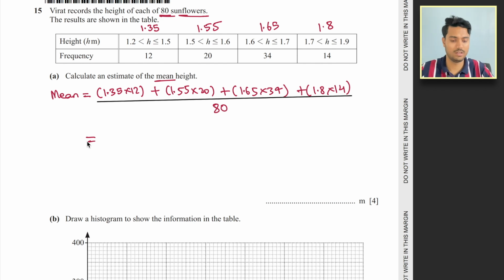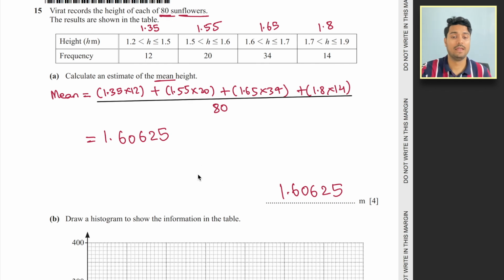Let's check in the calculator. So fraction, and in the numerator we have 1.35 times 12 plus 1.55 times 20 plus 1.65 times 34 plus 1.8 times 14. Bracket close. In the denominator we have 80, and the final answer is 1.60625. That's the exact answer, 1.60625 meters.